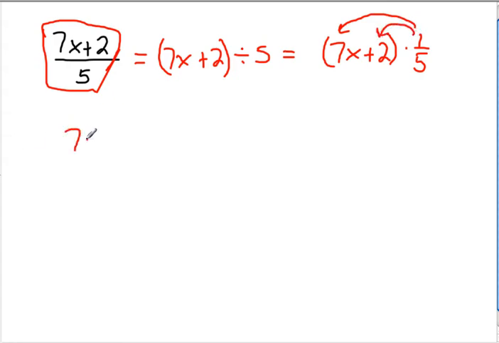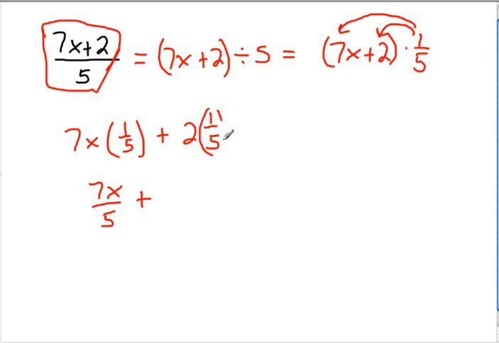And so using the distributive property, we multiply that 1/5 to both items. And so we have 7x times 1/5 plus 2 times 1/5. So 7x times 1/5 is 7x over 5. And 2, sorry, that should have been a multiplication. And 2 times 1/5 is 2 over 5. And we're done. So this is equal to the original fraction we had there.